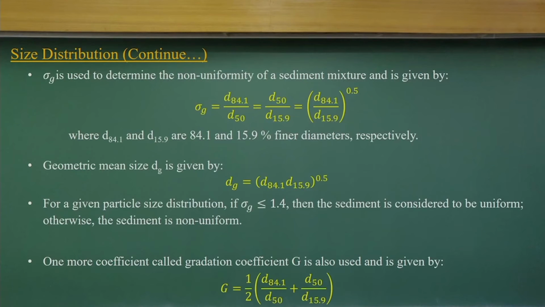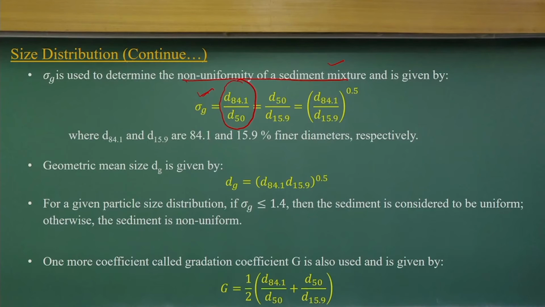Now let us talk about how to compute the sigma g, which is the geometric standard deviation. How do you compute it? It will be a function of the non-uniformity of sedimentary mixtures. That's what we are targeting. It will be a ratio between D84 and D50.